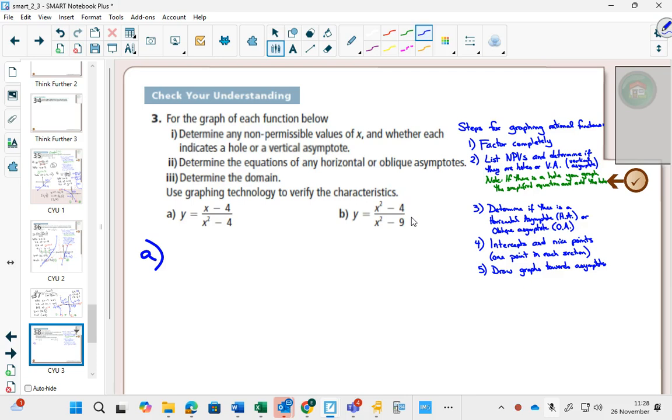Was there a characteristic before this one that we still needed to do? No. Perfect. We're good to go.